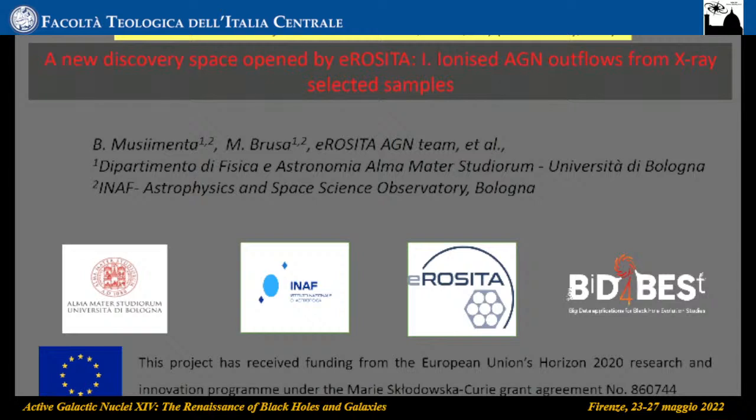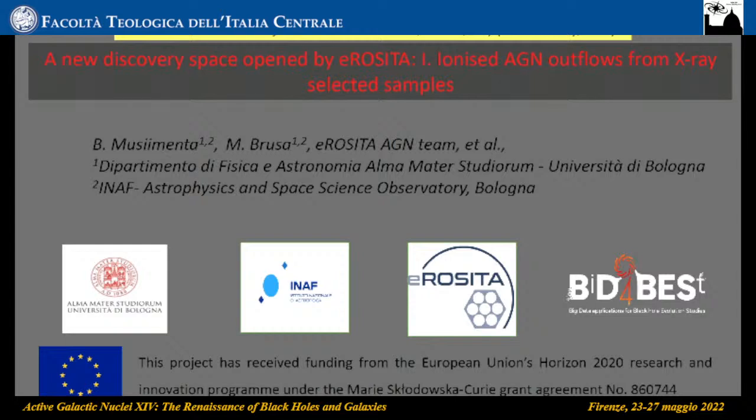I'm also part of the BID for BEST project, which is an ITN project that consists of about 13 students, and six of them are here. They have their posters, so if you're interested in looking at the work that we are doing in the ITN, you can look at their posters.